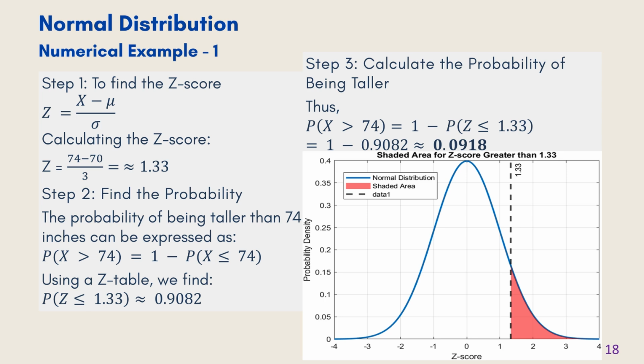Step 3. Calculating the desired probability. Finally, we determine the probability of being taller than 74 inches as P(X > 74) equals 1 minus 0.9082, which gives us approximately 0.0918. The shaded area in the graph shows the applicable probability in this case.